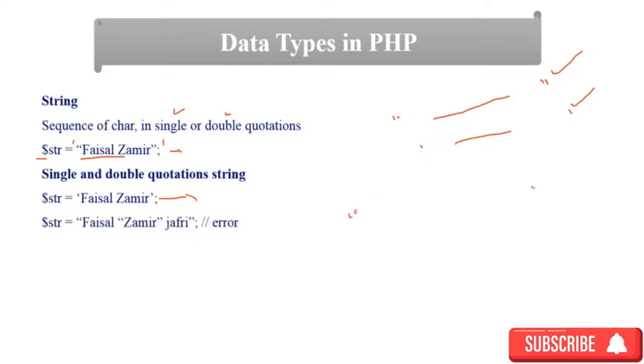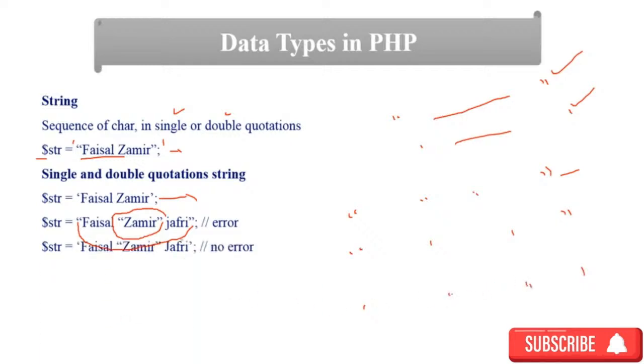For example, if you use double quotation outside, inside you cannot use double quotation, so it will generate an error. As you can see, this is a double quotation outside, and inside I am using another double quotation, so it will generate an error. You can use single quotation inside double quotation, and if there is single quotation outside, you can use double quotation inside. So these are the rules.